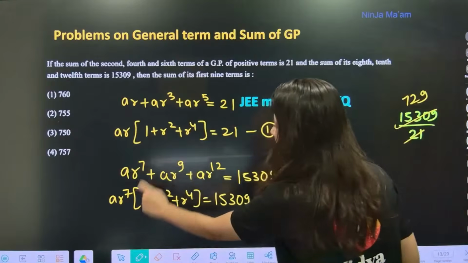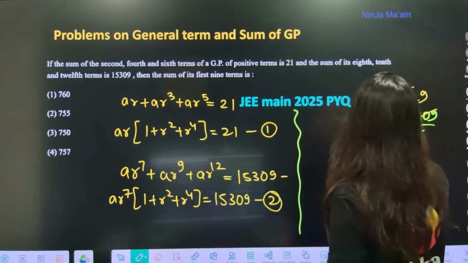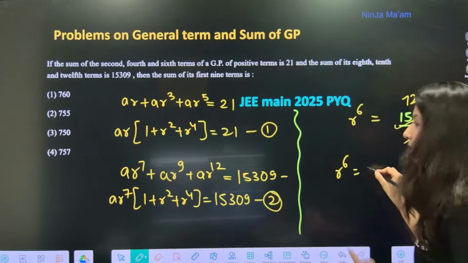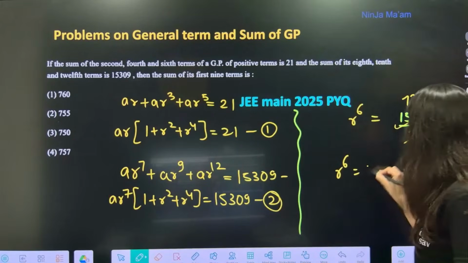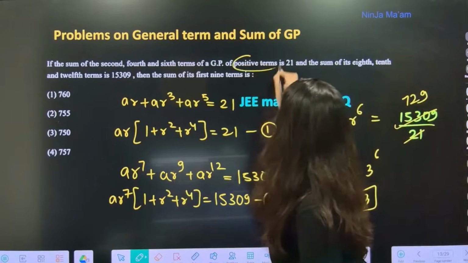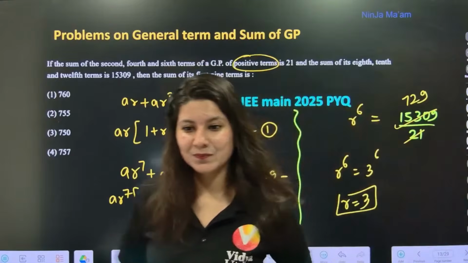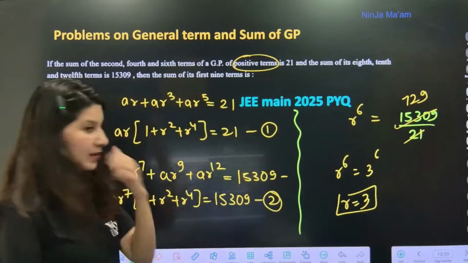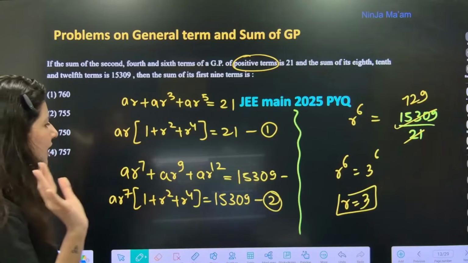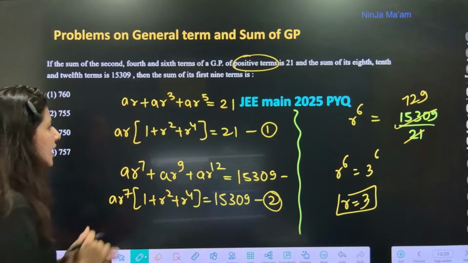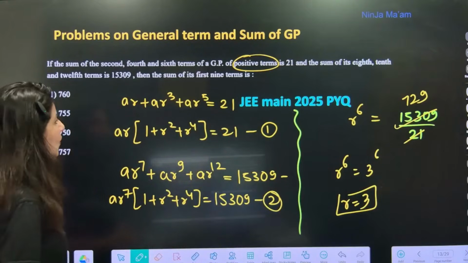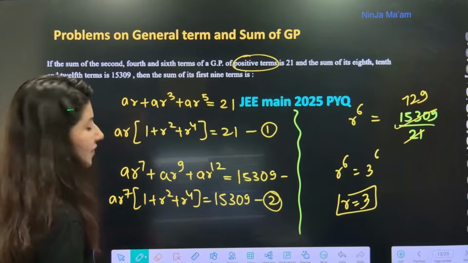So this is cancelled, and R power 6 is equal to 729. You know what? 729 is nothing but 27 square, so 3 power 6. R is going to be just 3 because they have said positive terms. R is coming out as 3. Now what are they asking? If R is 3, you put it over here and get the value of A now.